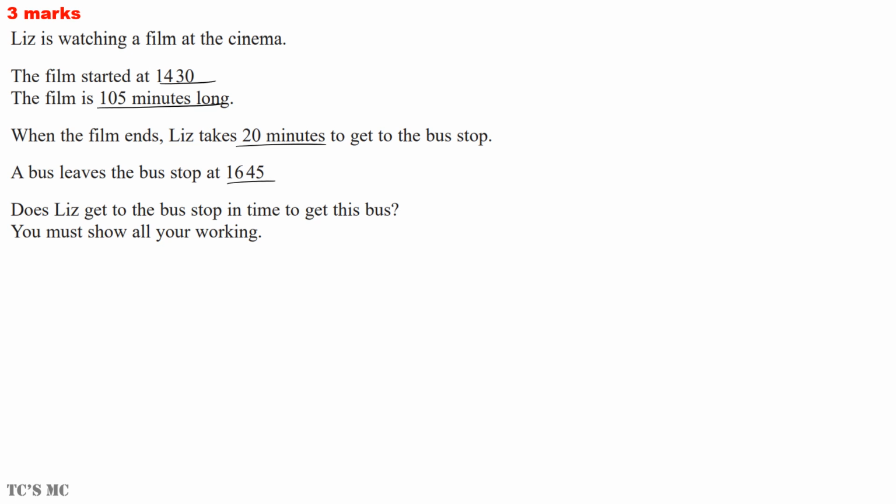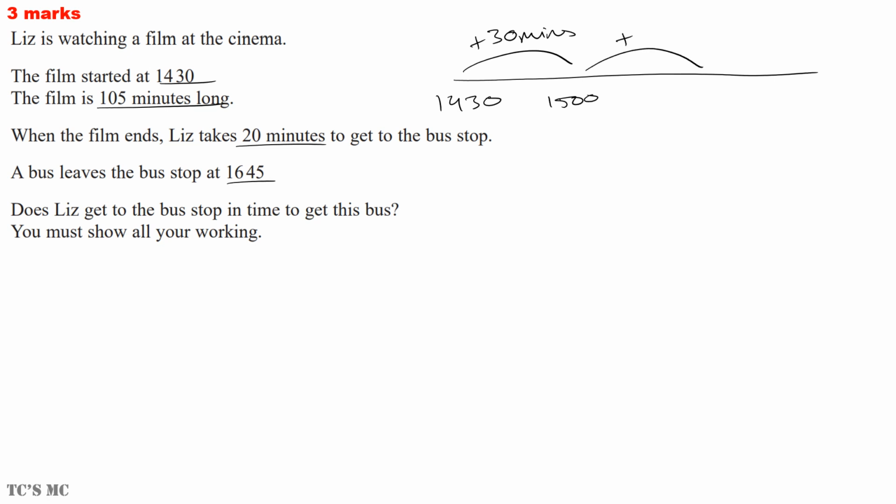I'm going to use a number line method to add on time. We start with 14:30. I'm going to add on 30 minutes. That takes us to 15 o'clock. I can add on another 60 minutes, and that takes us to 16 o'clock. In total, we have added 90 minutes. The film is 105 minutes long, so we can add on another 15 minutes. And that takes us to 16:15.